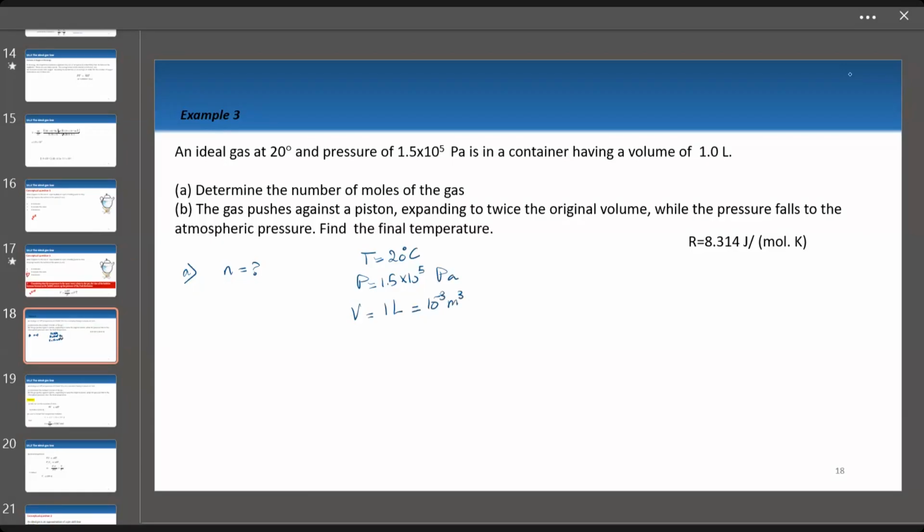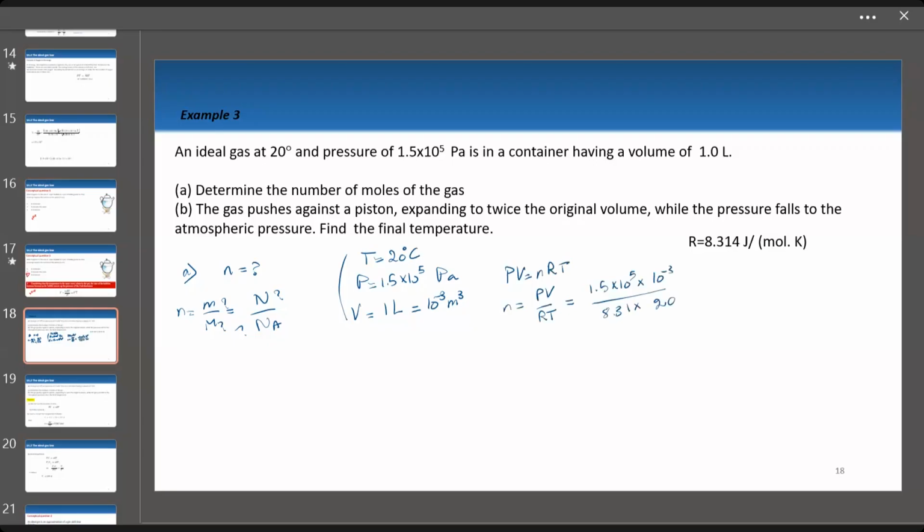So usually to find the number of moles, I would think of mass over molar mass or number of atoms over Avogadro's number, right? However, here I don't have any of these as given. So I will have to think about how to use these three to find the number of moles. And this will be through none other but the ideal gas law that I just learned, which says that PV is nRT. So N is PV over RT. P is 1.5 times 10 power 5. V is 10 power minus 3. R is 8.31. And the temperature is 20.